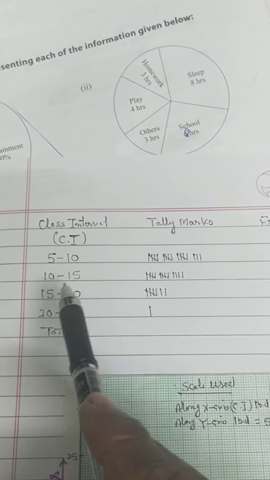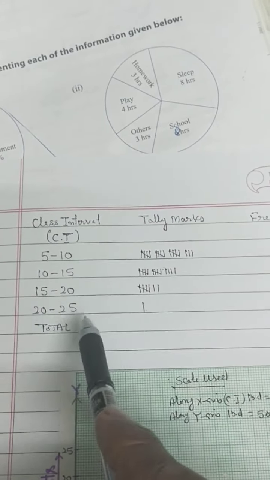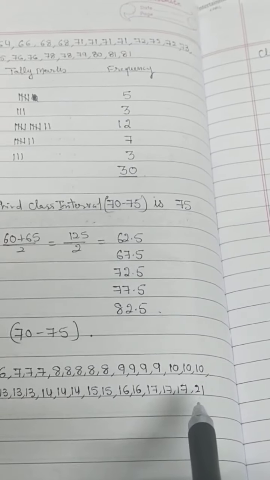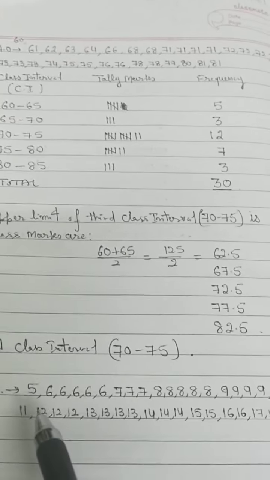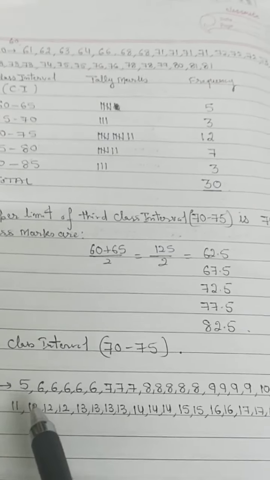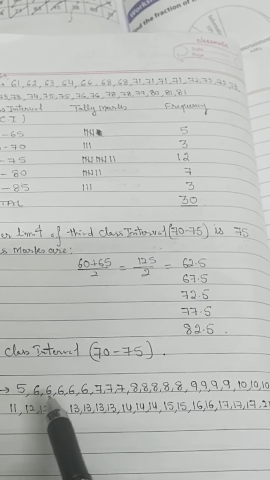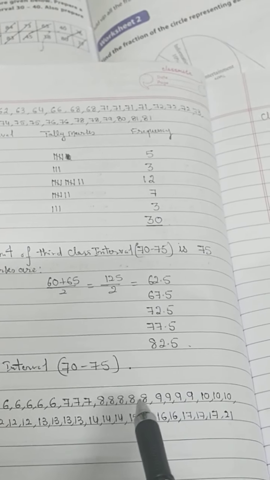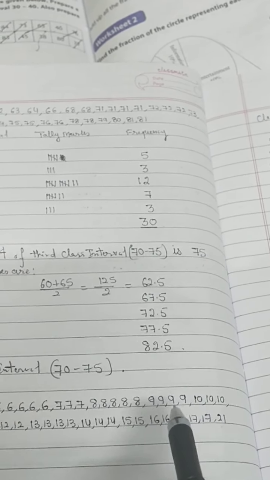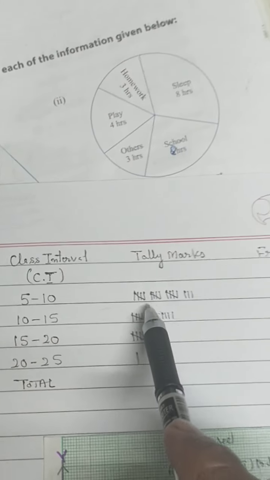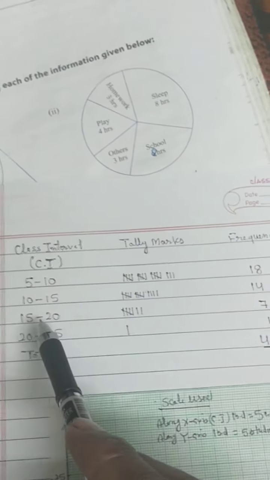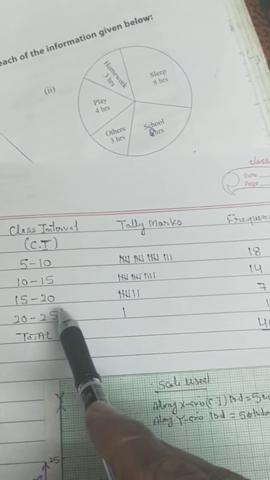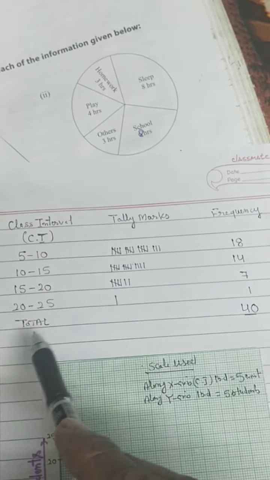So the class intervals are 5 to 10, 10 to 15, 15 to 20 and 20 to 25, because here the minimum observation is 5 and the maximum is 21. So 20 to 25. In 5 to 10, how many numbers are there? 1, 2, 3, up to 18. So 18. Then 10 to 15 has 14, 15 to 20 has 7, and 20 to 25 has 1.